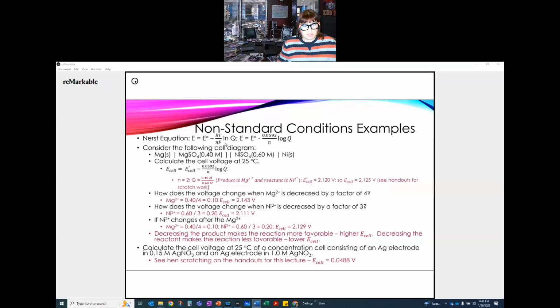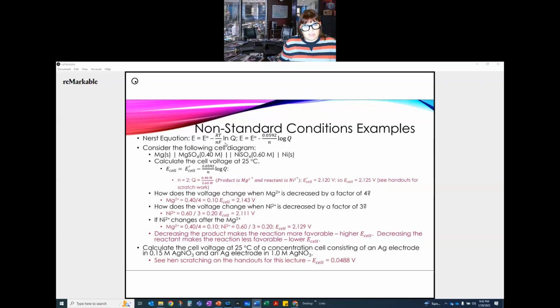So let's consider the following cell diagram. We have Mg, MgSO4, 0.4 molar, and NiSO4, 0.6 molar, going to Ni. Now remember, those two concentrations tell us exactly what's in our beakers. So they're non-standard. Awesome. I said they would be molar. So we can calculate the cell voltage at 25 degrees. So E cell equals E naught cell minus 0.0592 over n log Q.